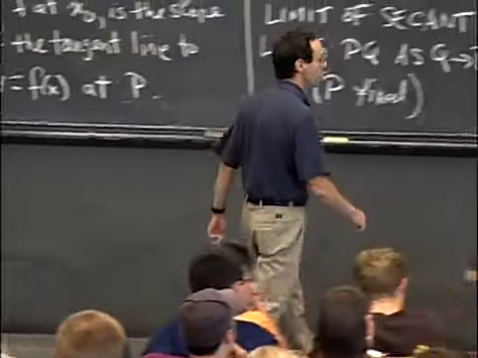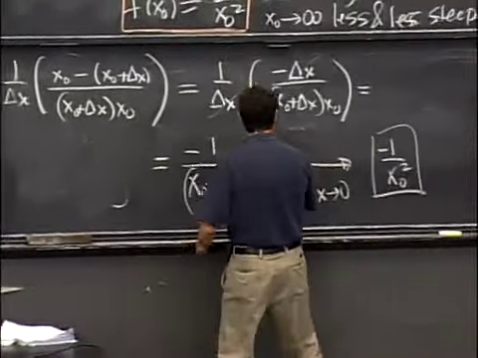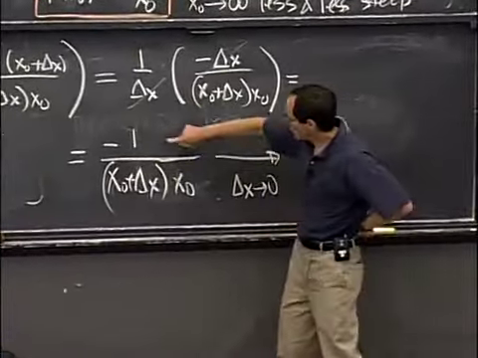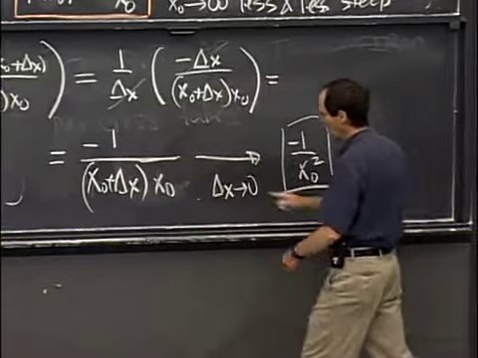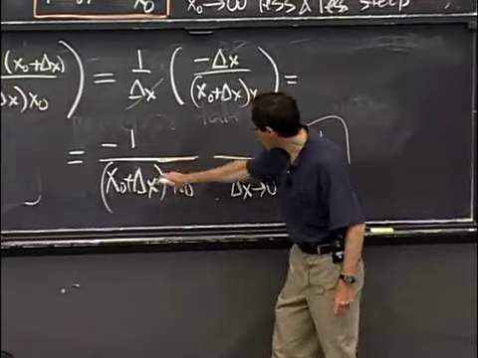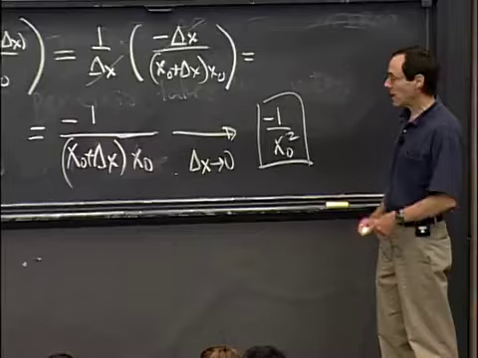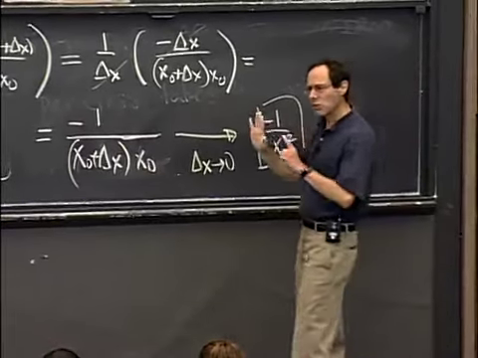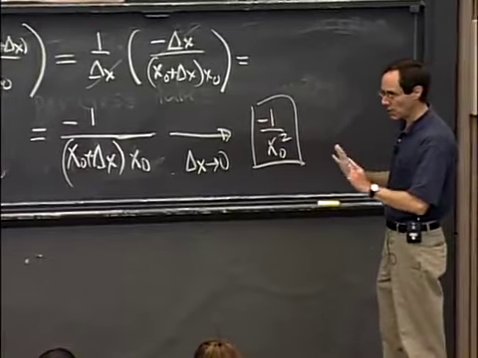So the question is to explain again this limiting process. So the formula here is we have basically two numbers. So in other words, why is it that this expression, when delta x tends to 0, is equal to minus 1 over x0 squared? Let me illustrate it by sticking in a number for x0 to make it more explicit.